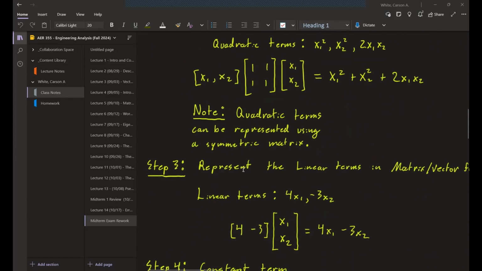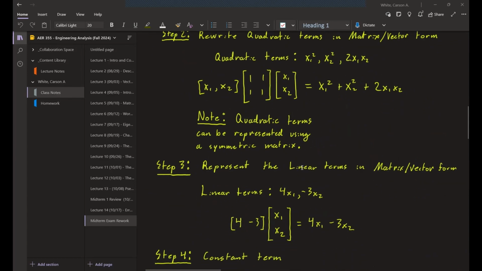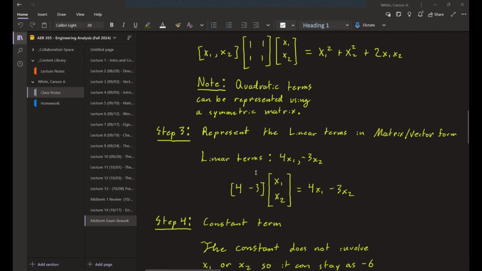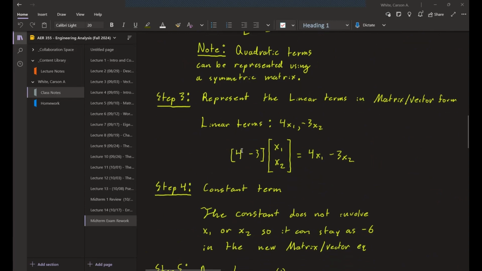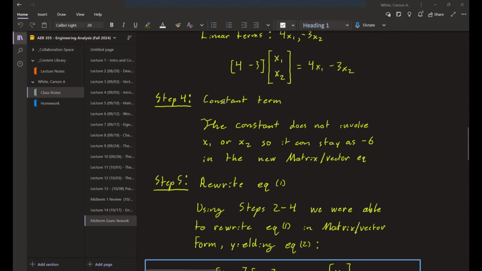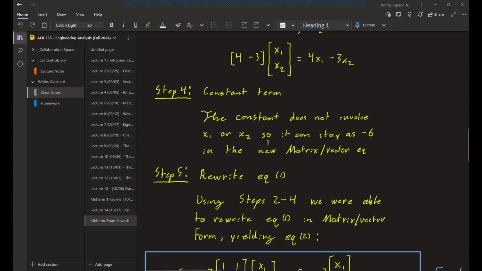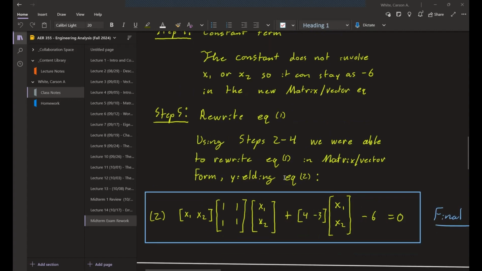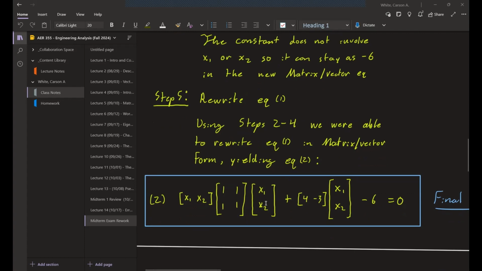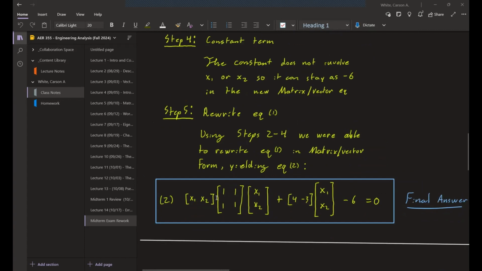Step 3, represent the linear terms in matrix/vector form. The linear terms are 4x1 and negative 3x2. As we can see here, we have them represented in vector form. The constant term does not involve x1 or x2, so it'll stay the same. So now we can rewrite equation number 1. This is my final answer for the rework of problem 4.